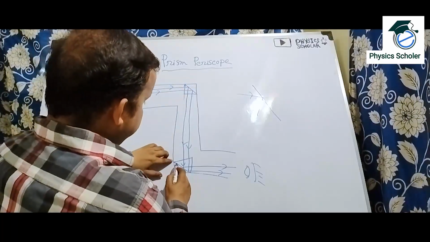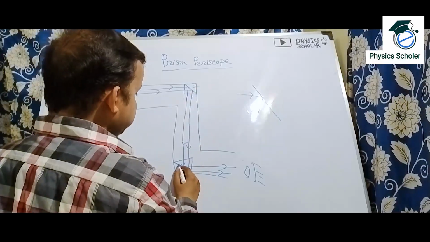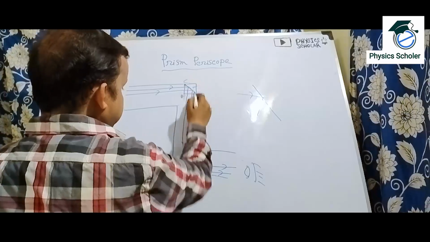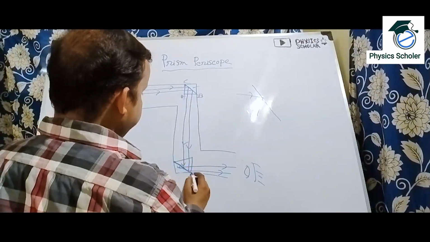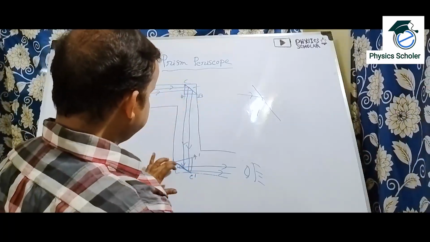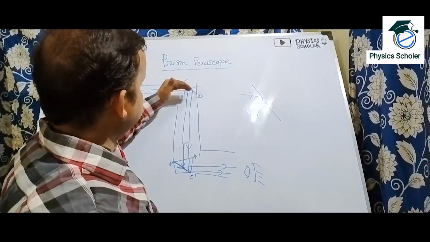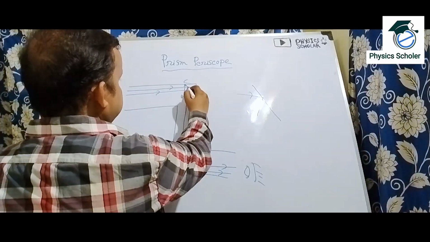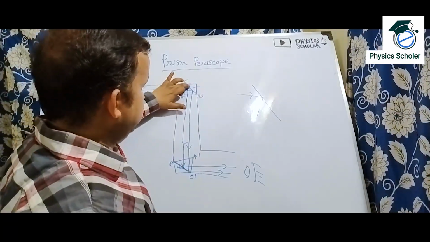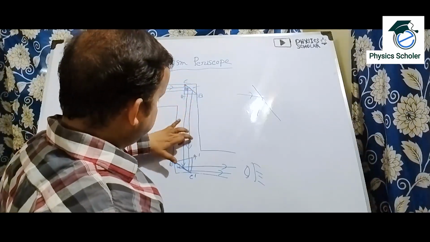Here two isosceles right angle prisms are used, where the hypotenuses will be parallel to each other. This is the hypotenuse of this prism, suppose A, B, C, and this is the hypotenuse of this prism, suppose A dash, B dash and C dash. So BC and B dash C dash are the hypotenuses. The parallel rays will fall straight on the hypotenuse, and total internal reflection will take place because the angle of incidence on this surface is 45 degrees. So it will come like this, and for this point also it comes like this, clear.